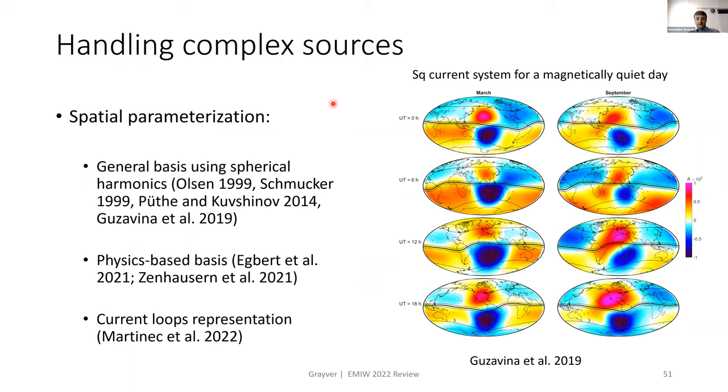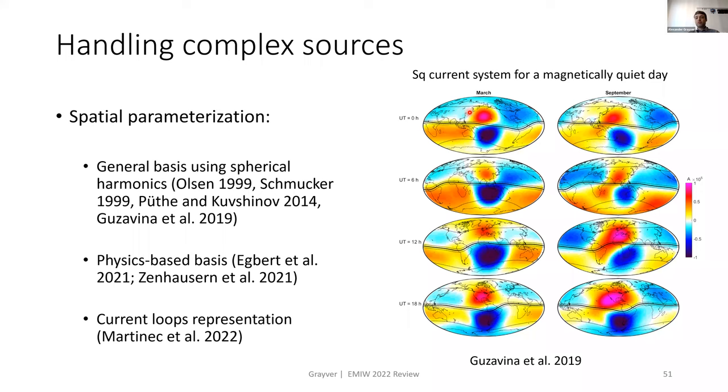And a lot has been done also in the past decade on this front, and there are some references that I provide here. Generally, even staying with the conventional spherical harmonic basis, you can parameterize the sources with much more elaborate models, which consist of many spherical harmonic coefficients. There have been some preliminary efforts in this direction by Niels Olsen and Ulrich Schmucker at the end of the 20th century. And then there have been other substantial works by Püthe and Kuvshinov and by Guzavina et al. more recently.